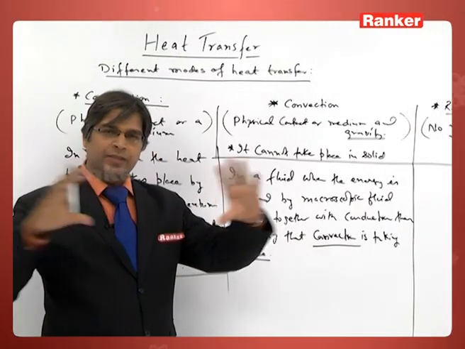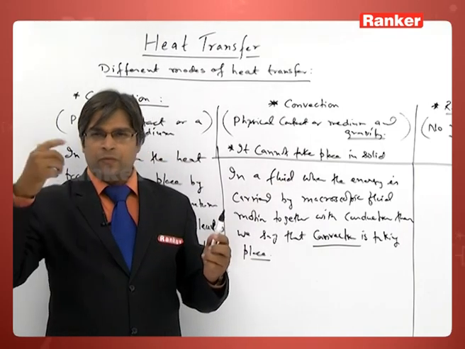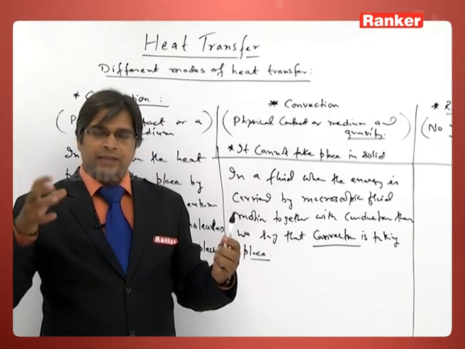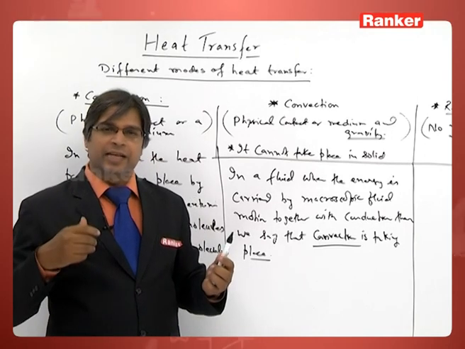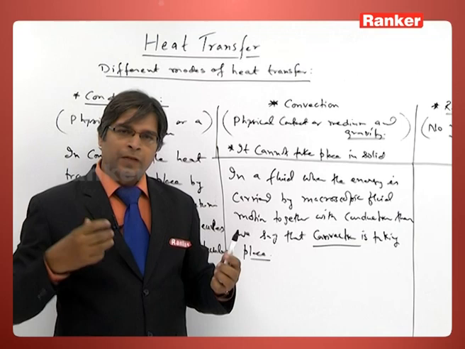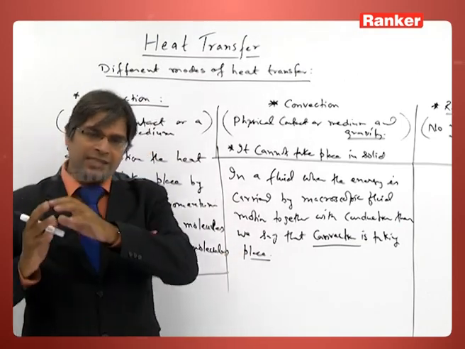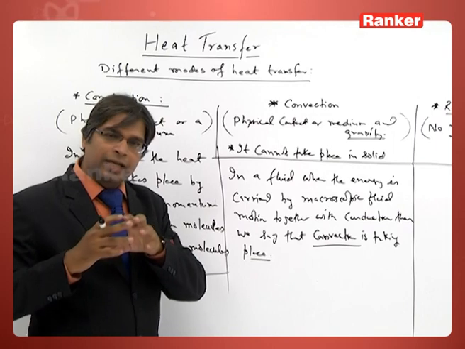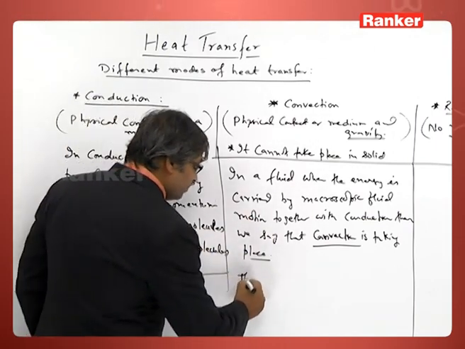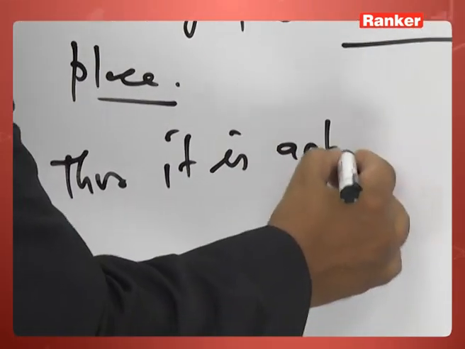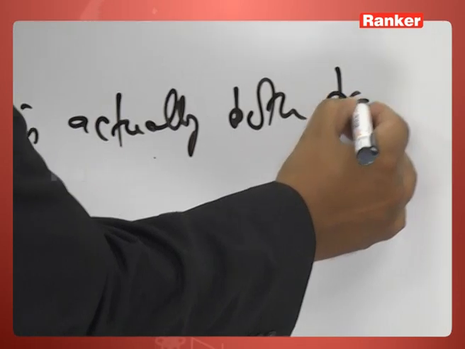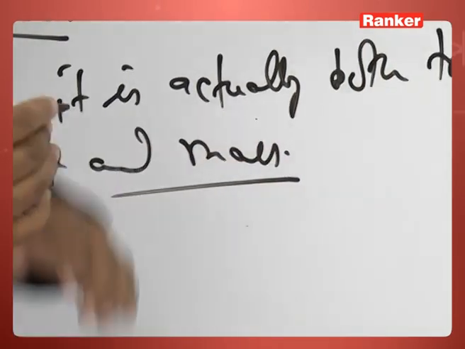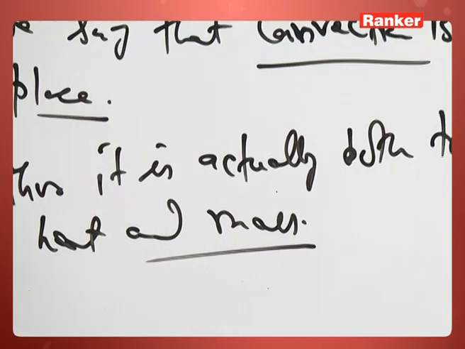Now, what happens if we have a liquid or gaseous system with one region at a different temperature than another, that is, there is a temperature gradient? Then conduction will be taking place, and along with conduction, fluid motion will also be taking place. This macroscopic fluid motion causes heat and mass transfer. So it is not purely heat transfer; it is actually both transfer of heat and mass. The mass is also locally transferred, which was not happening in the solid case.